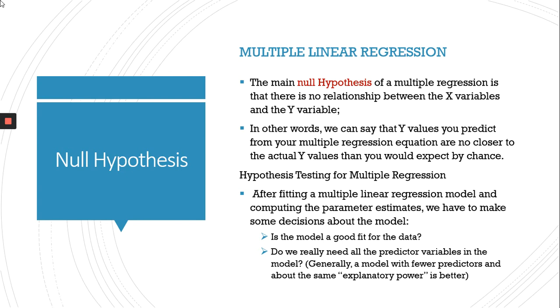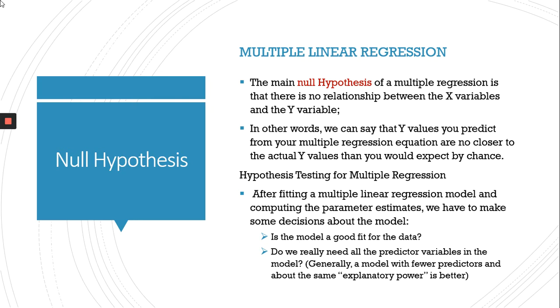In multiple linear regression, there is one very important point, which is null hypothesis testing. The main purpose of the null hypothesis of a multiple regression is that there is no relationship between the x variables and the y variable. In other words, the y value predicted from our multiple regression equation is no closer to the actual y value than you would expect by chance.